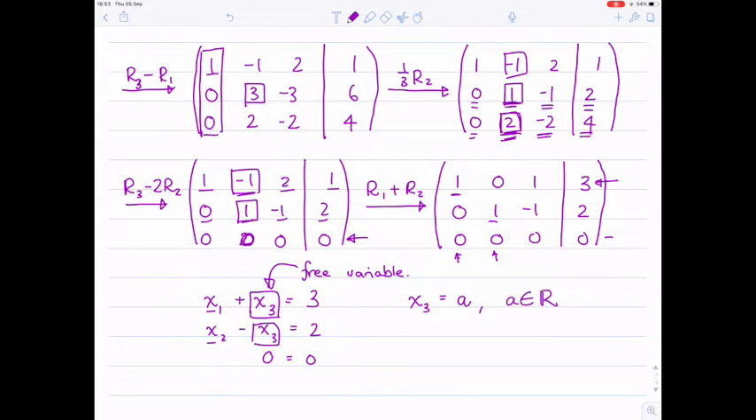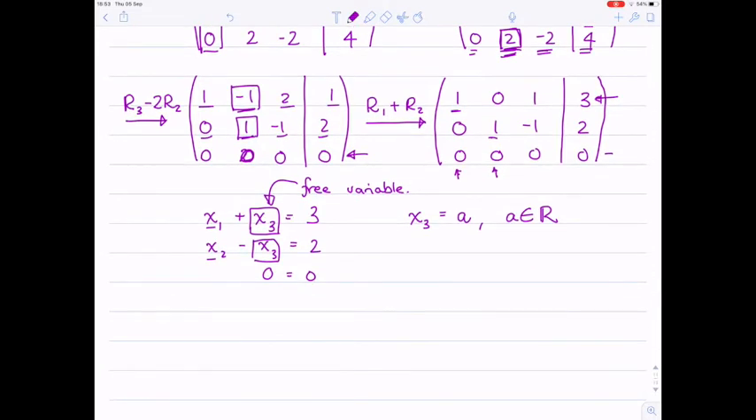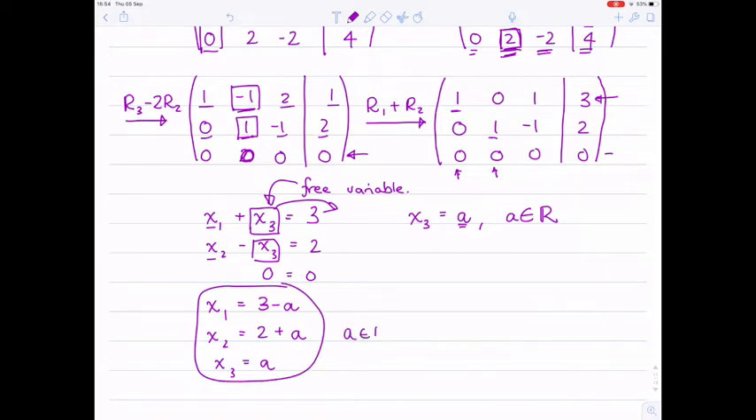And now we express x1 and x2 in terms of that a. So we've got x1 is equal to, I'm taking x3, or equivalently a, over to the left, so I've got 3 minus a. I've got x2 is equal to 2 plus a, and then I've got x3, which is just equal to a. So this is my solution. a is an element of the real numbers.